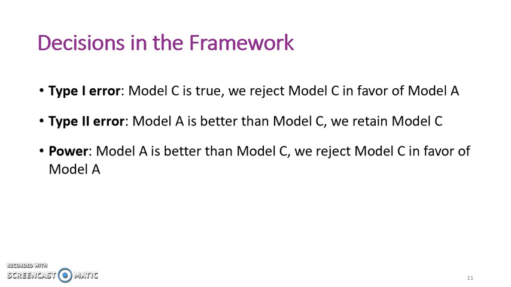A type 2 error would be when model A is actually better than model C in reality, but we retain model C, the model with fewer parameters. And then power would be when in reality model A is better than model C, and we retain model A. We determine that model A is better than model C.